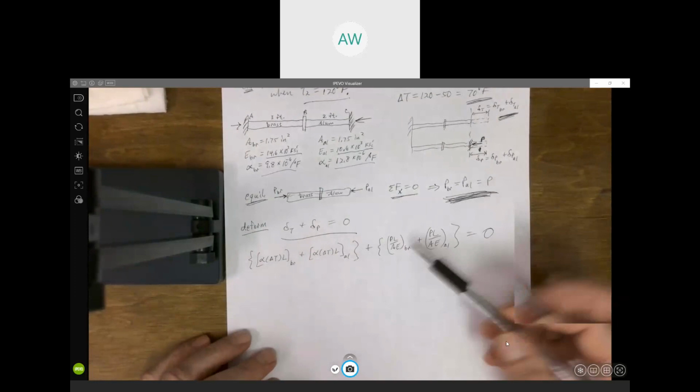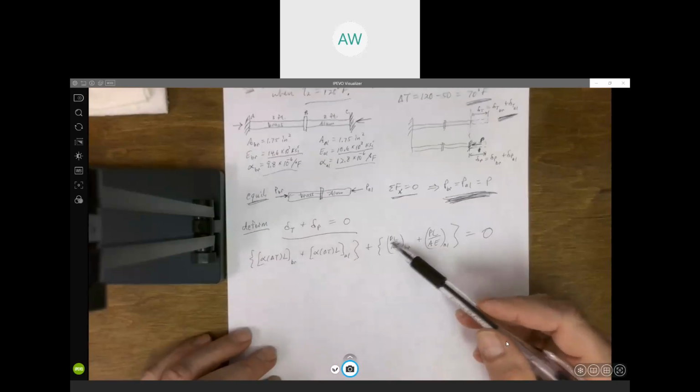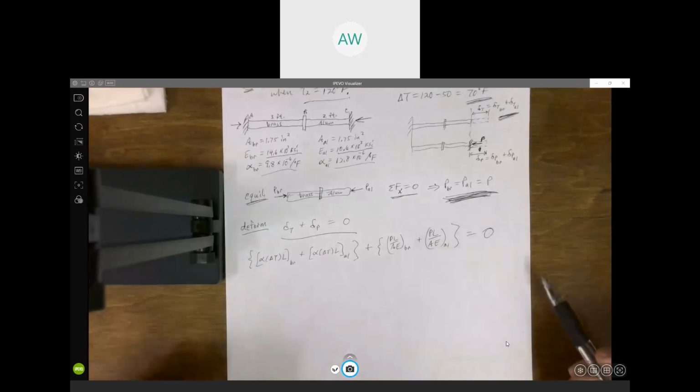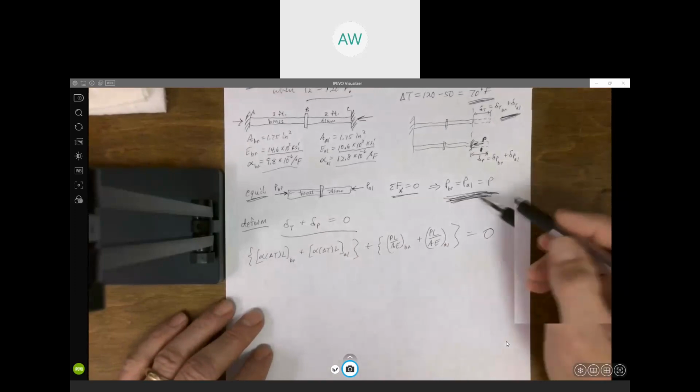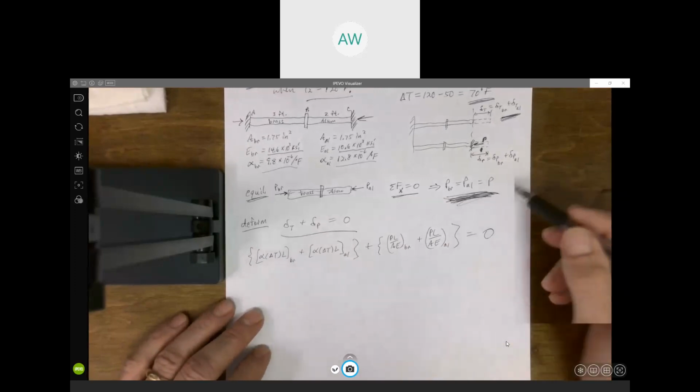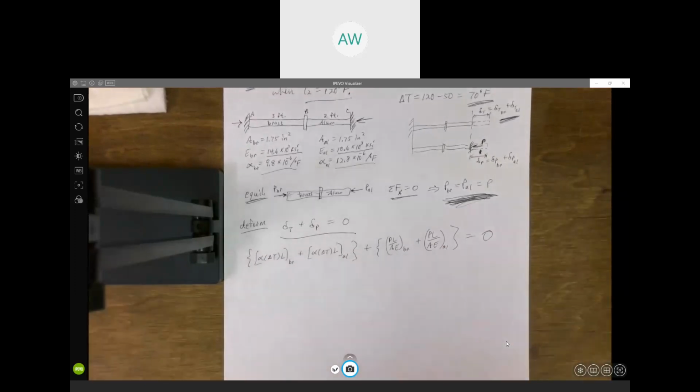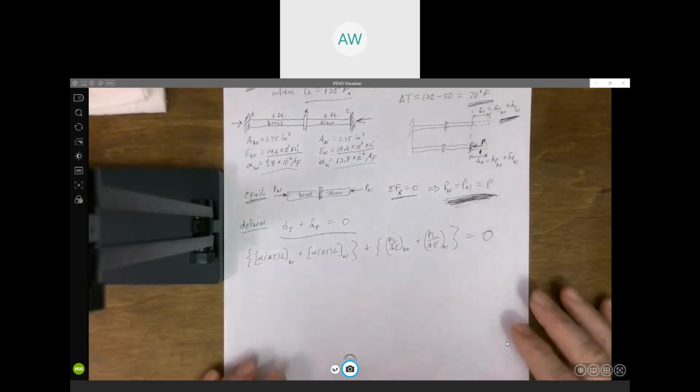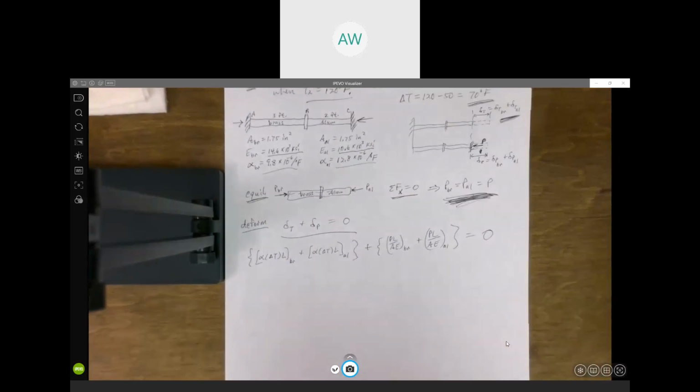Now, if these two weren't equal, we'd have P for the brass and P for the aluminum. We'd have two unknowns here, but we'd also have another equation up here that we could use. We could get there. Now, before I put the numbers in here and solve this, I want to take a poll, and there's no right or wrong answer. I'm just asking for a guess.